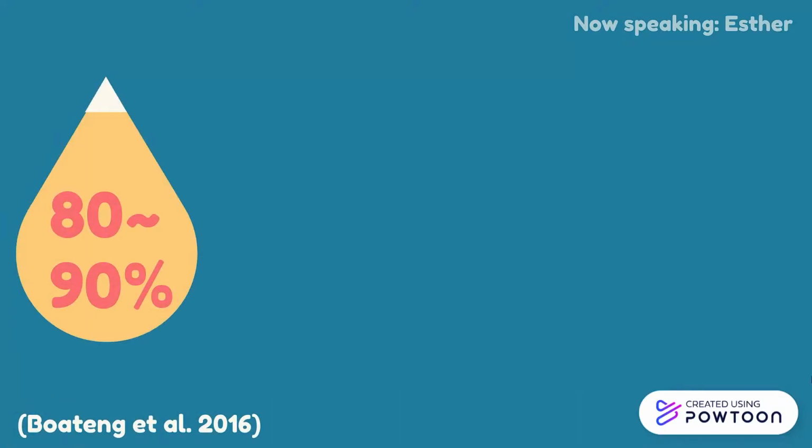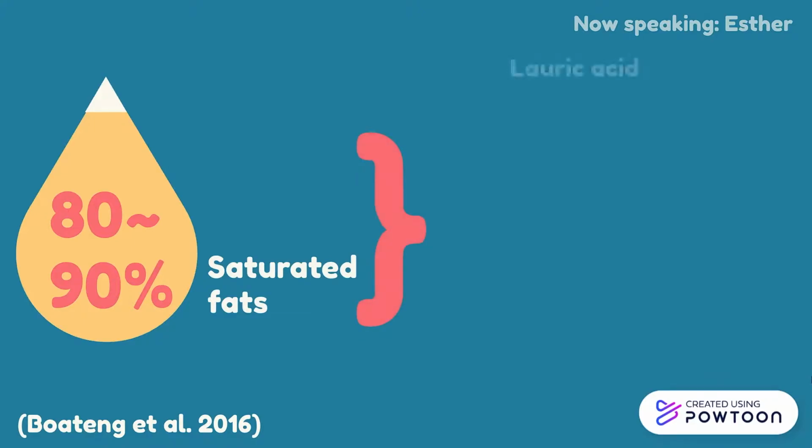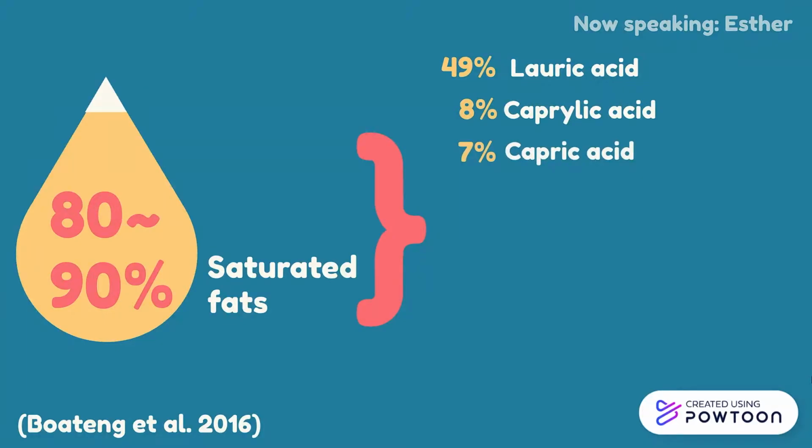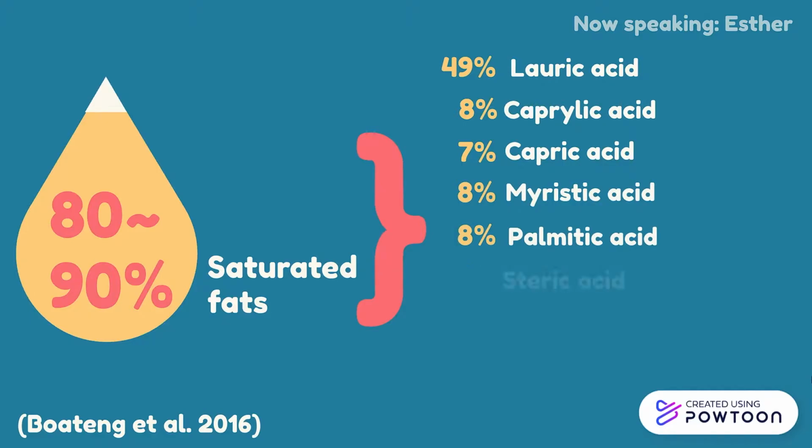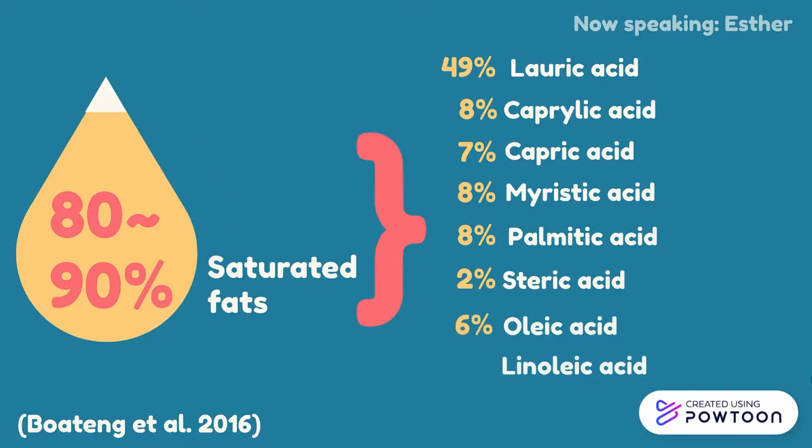80 to 90% of fat in coconut oil is saturated fat. Fat is made up of smaller molecules which are called fatty acids. The main fatty acid found in coconut oil is lauric acid, which takes up 49%. The others include caprylic acid at 8%, capric acid 7%, myristic acid 8%, palmitic acid 8%, stearic acid 2%, oleic acid 6%, and linoleic acid at 2%.